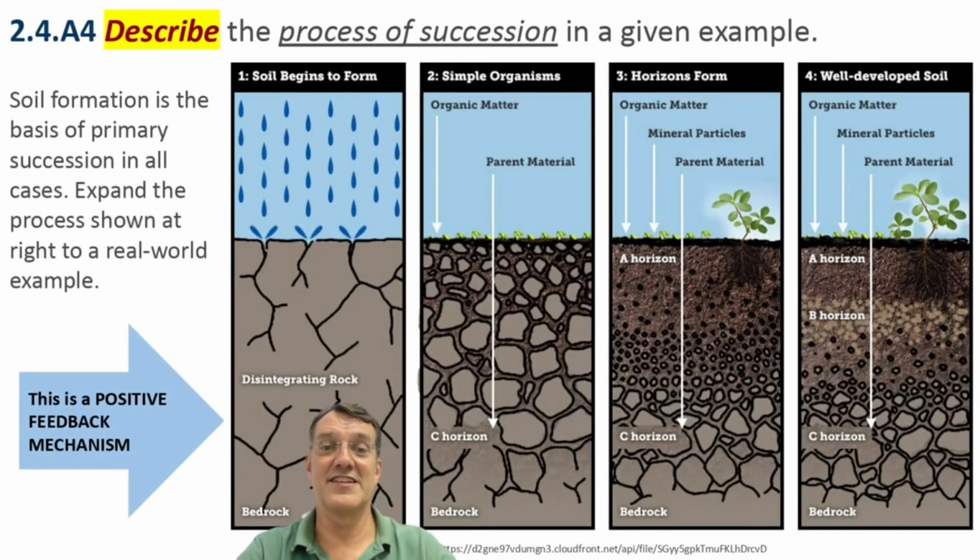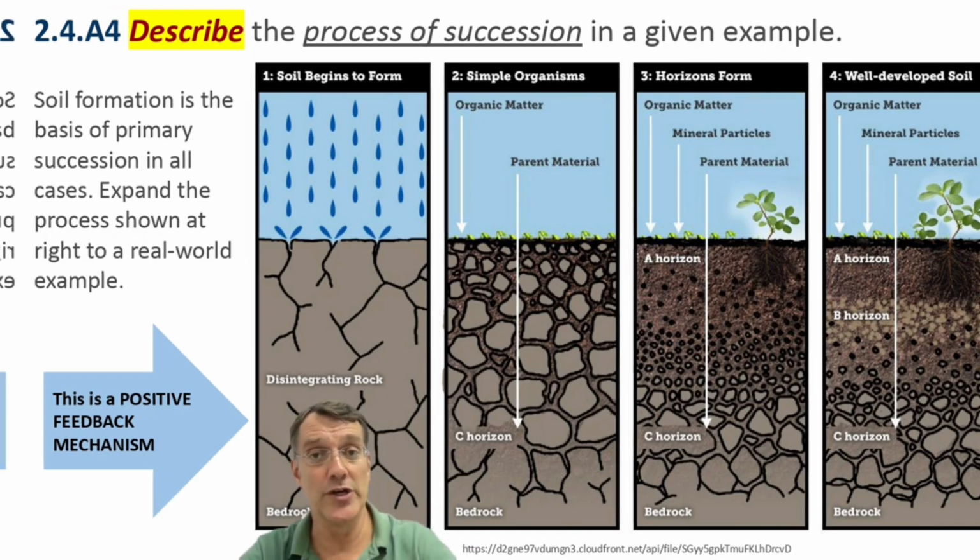Soil formation is the foundation of primary succession. This diagram shows the process from weathering of bare rock to simple organism colonization to horizon formation to well-developed soils that can support increasingly complex plant communities. Each stage, or sere, of succession creates conditions that facilitate the next stage. This is an example of a positive feedback mechanism in ecosystems that's actually good.